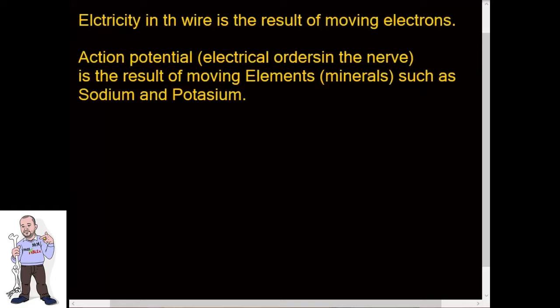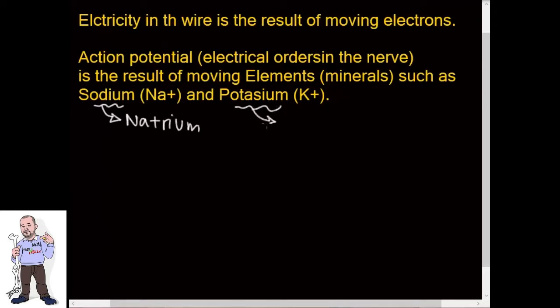Sodium is Na positive. Potassium is K positive, okay? Because the Latin name for sodium is natrium. The Latin name for potassium is kalium. This is Latin, yes. Kalium, natrium, okay? That's why we call it Na, and this one is called K, okay? Sodium and potassium, you have so many foods that have sodium, potassium, salt. You need that, right? You need that.